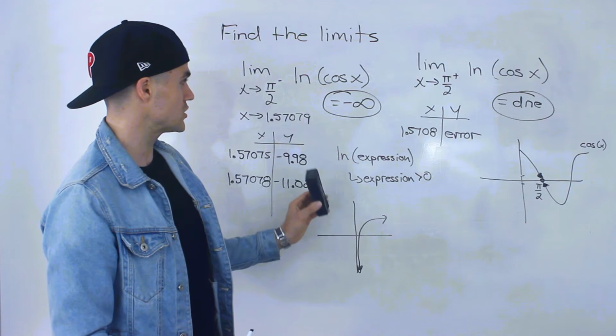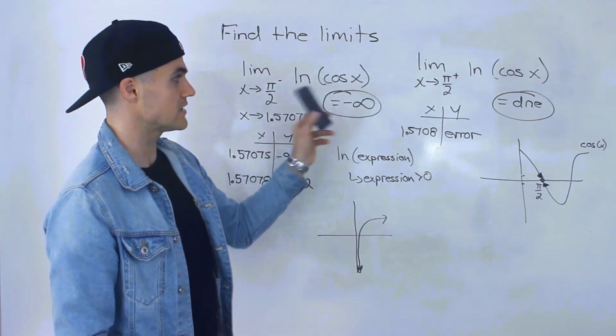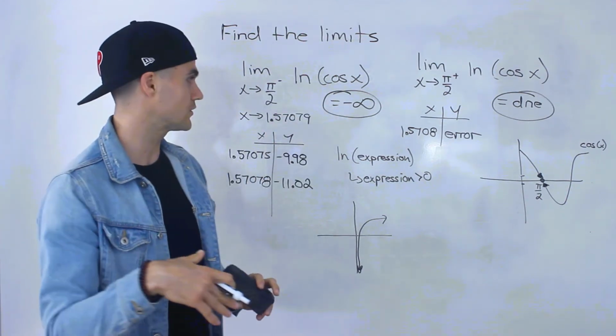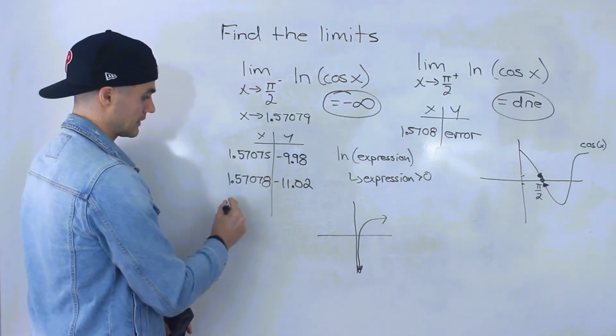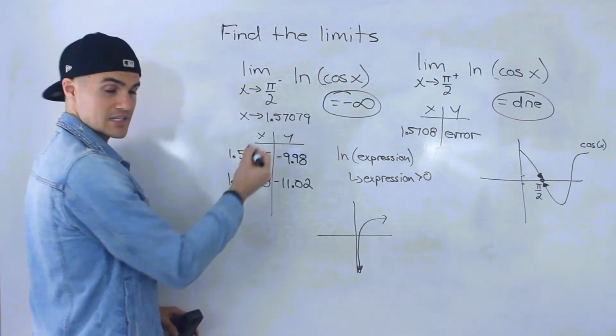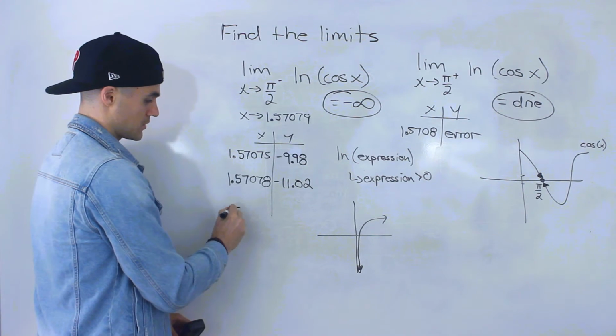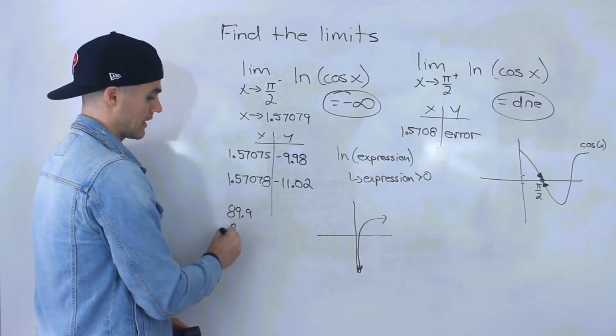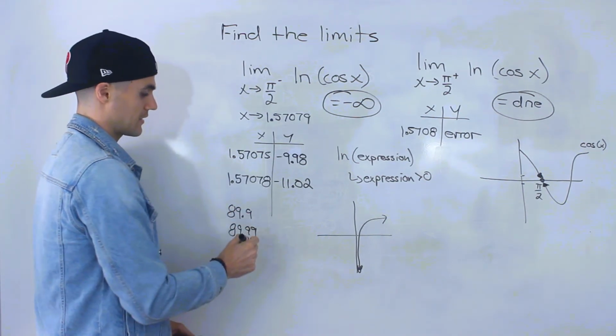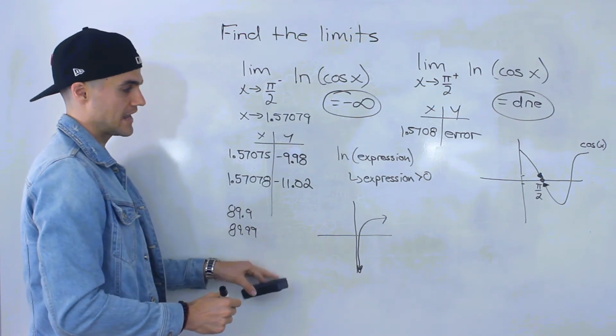Now, another thing I want to mention is you didn't necessarily have to do this in radians. You could also use degrees. You could put your calculator in degrees, and here you could put pi over 2 as 90 degrees. So you could put 89.9, 89.99, etc. You'll see that the y values go towards negative infinity.